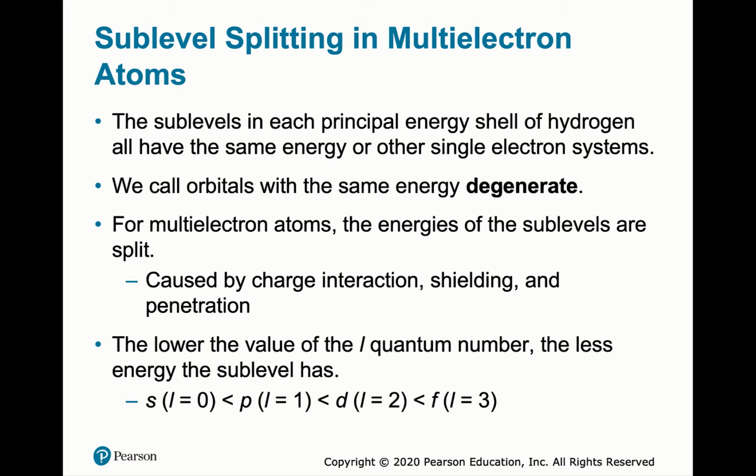So with multi-electron atoms, if we have orbitals with the same energy levels, we call that degenerate. These are degenerate energy levels.